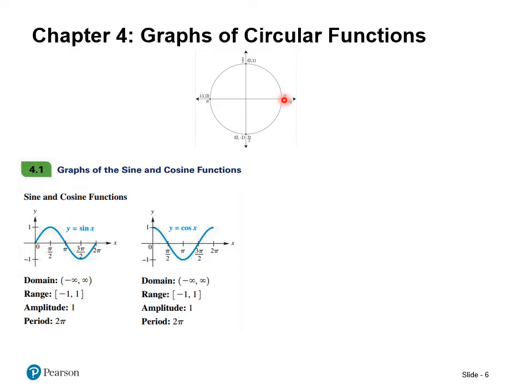As we move up to 90 degrees, or pi over 2, we see that the y value is 1, so the sine value goes up to 1. As we continue moving on to 180 or pi, we can see the y value goes back down to 0. As we get to 270 or 3 pi over 2, we can see that we're at -1, the y value, and then we go back to 0 at 2 pi.